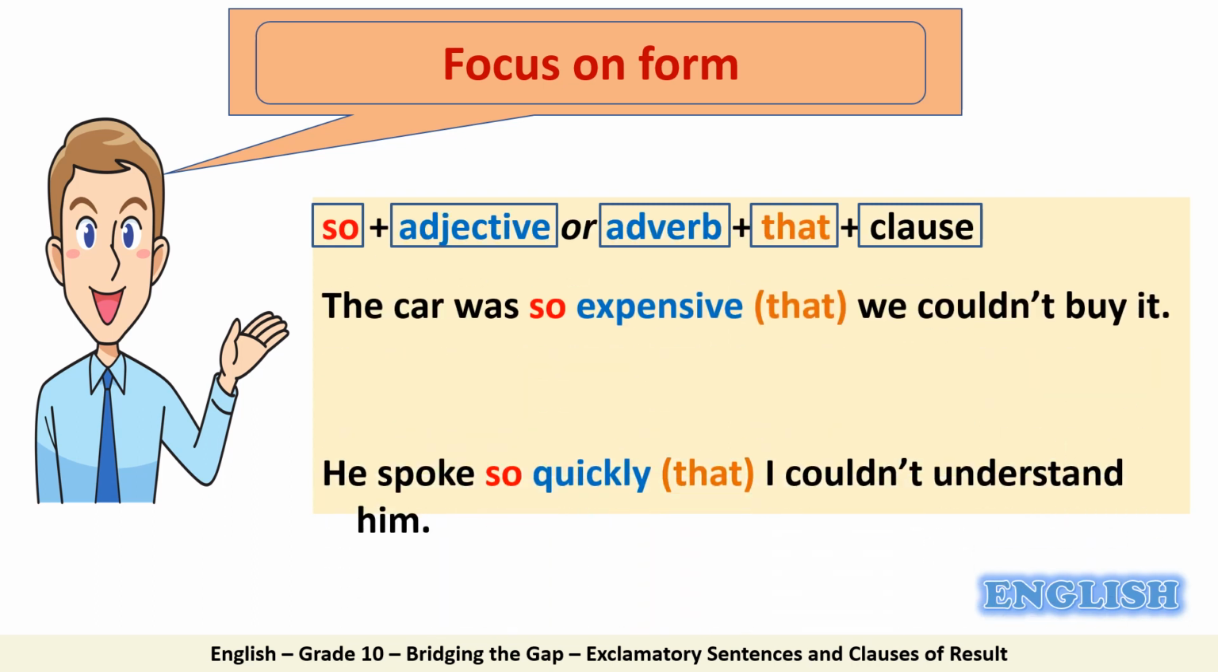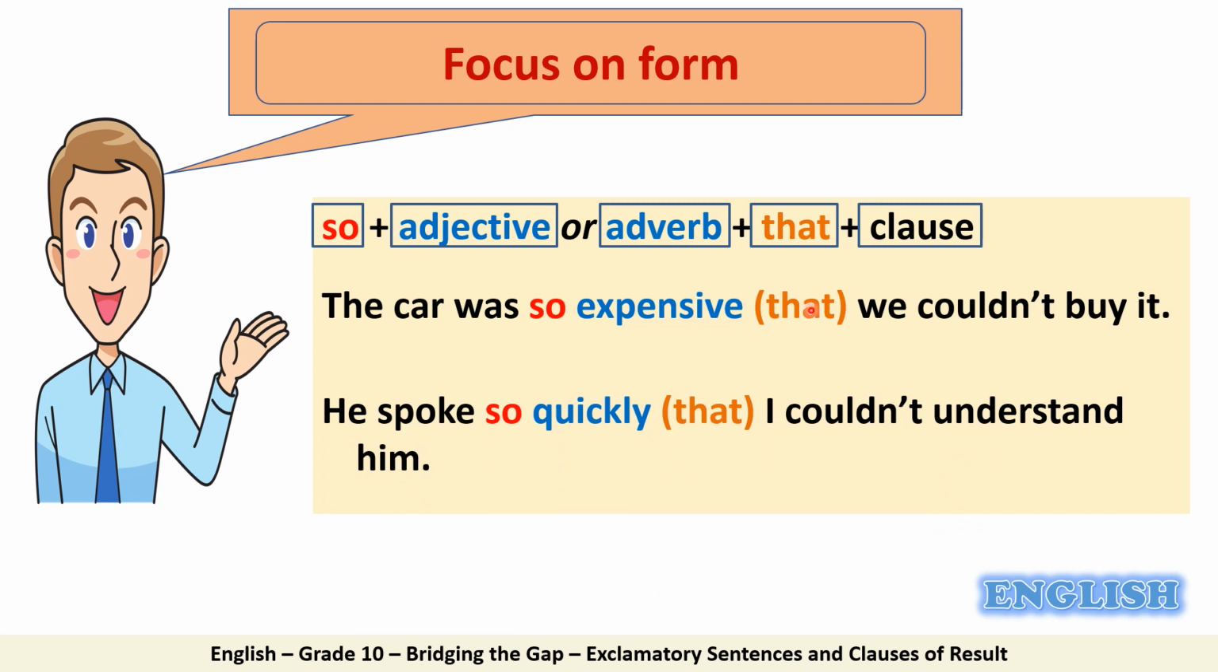Now that you are familiar with the structure, let's look at the sentences. The first sentence: the car was so expensive that we couldn't buy it. In this sentence, we have so followed by an adjective plus that and the clause. Whereas in the second sentence, he spoke so quickly that I couldn't understand him, so is followed by an adverb.